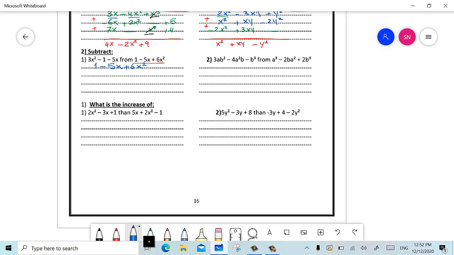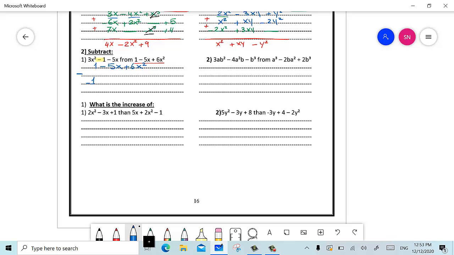And I'm going to subtract from it the first expression, which is 3x squared, negative 1, negative 5x. But I'm going also to arrange it in the same way. So here, the first thing I begin with was the absolute term. So I'm going to see what is the absolute term in the first expression, and it's negative 1. So I'm going to write here negative 1.